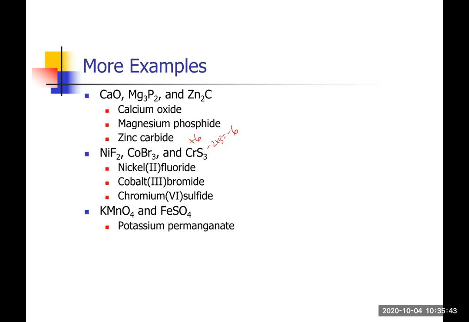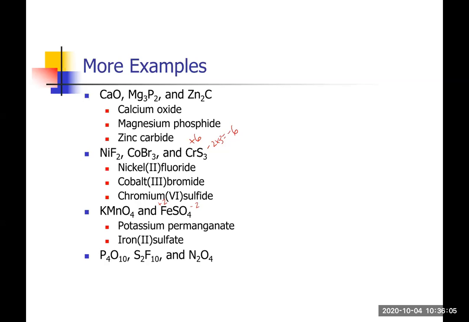The iron has variable charge. Because we memorize sulfate, we know that sulfate has a -2 charge. That means iron, in this case, has to have a +2 oxidation state. So this is going to be iron(II), and the full name of the polyatomic ion, sulfate.